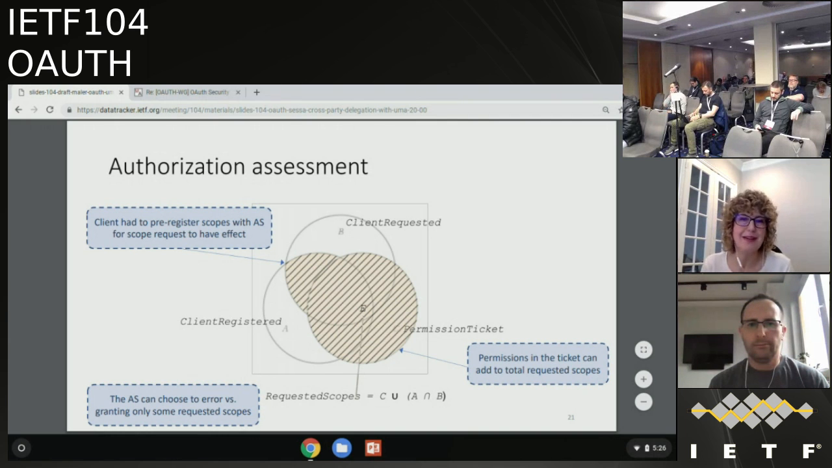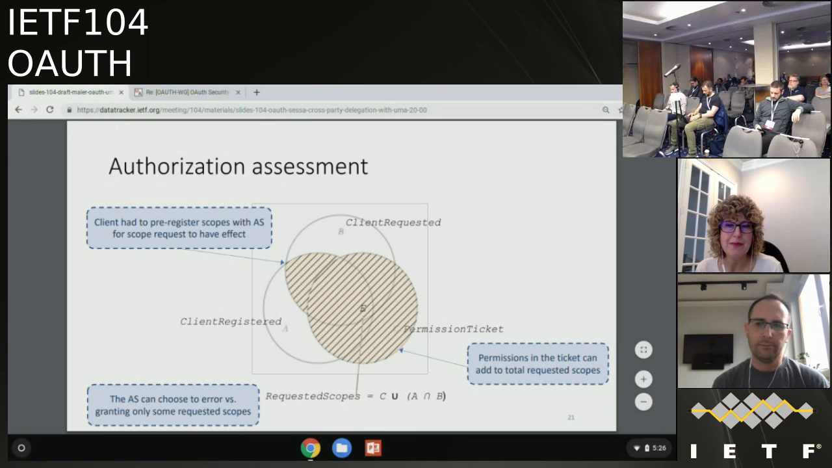So this is a diagram showing how that has to be taken into account somewhat by the authorization server. First of all, since the client starts out 100% untrusted and the requesting party starts out 100% untrusted and they never become 100% trusted, we say that the client had to pre-register scopes for whatever that means with the AS in order for a scope request at the AS to have some effect. So that has to be some union of pre-registered scopes and just-in-time requested scopes for those to be considered.